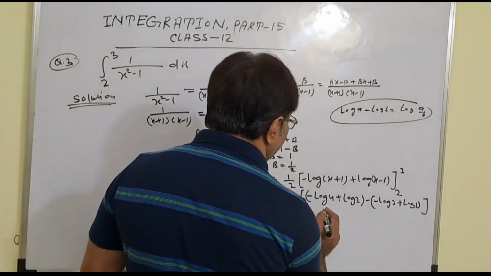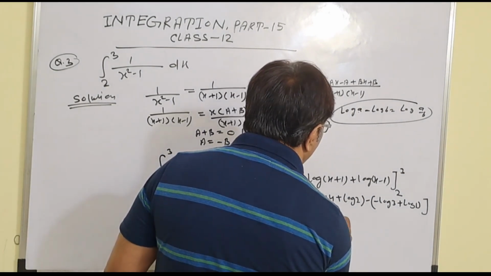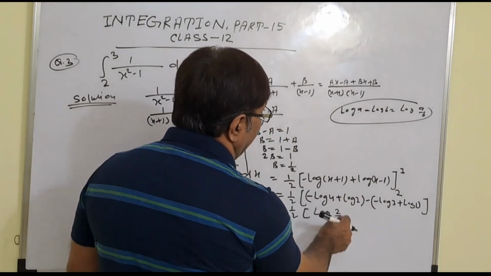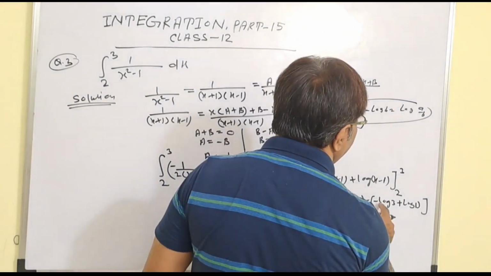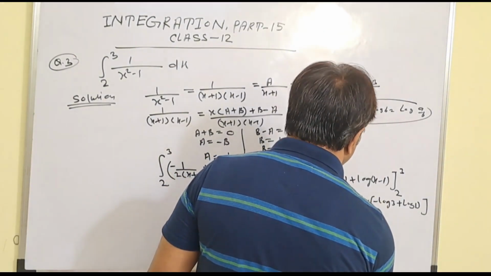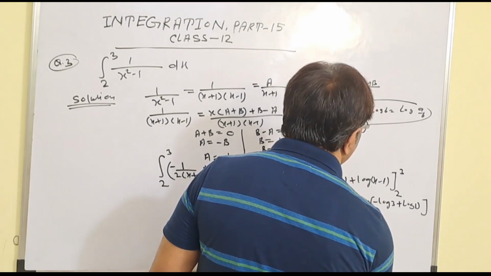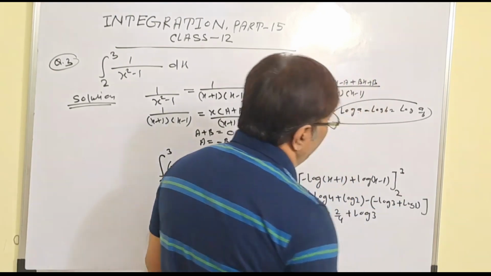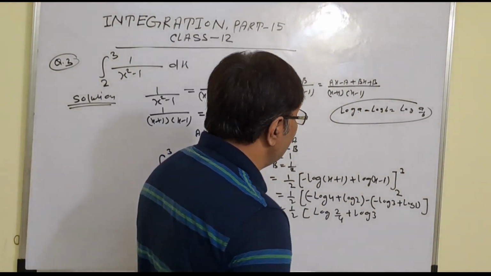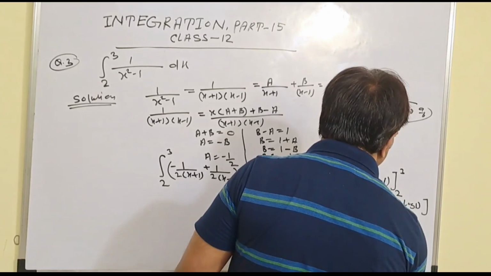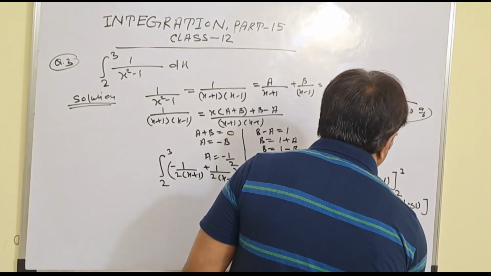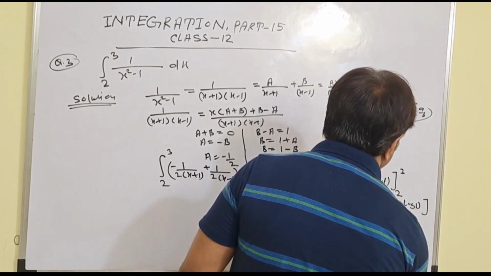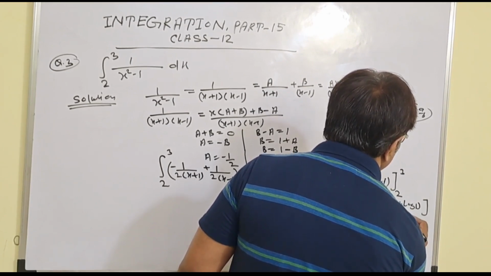Here this is negative. So we can write what? Log 2 by 4. We can write log 2 divided by 4. And here minus minus plus. So this is what? Plus log 3. And this is what? Minus log 1. So you know log 1 is what? 0. So this is 0. Or you can write minus log 1, no problem.